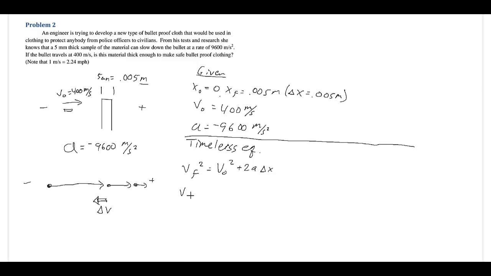So plugging in, we get v final is equal to the square root of v initial squared plus 2a delta x, which is the square root. I'm going to fast forward ahead here to filling in the solution, because you don't need to hear me talk it all the way through.